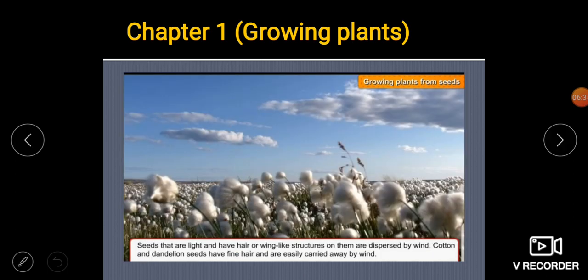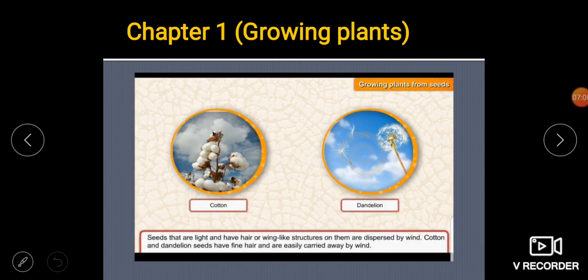Now, first, dispersal by air. The seeds of plants like cotton and dandelion are very light in weight and they have hair-like structures. These types of seeds can easily blow away with the wind and fall at some other place, get separated from the parent plant, and grow into a new plant. This whole process is known as germination.